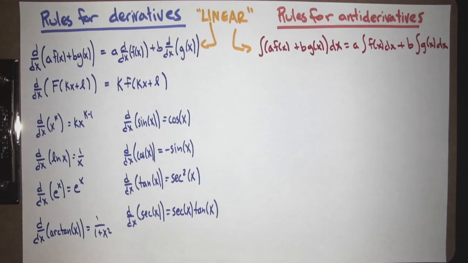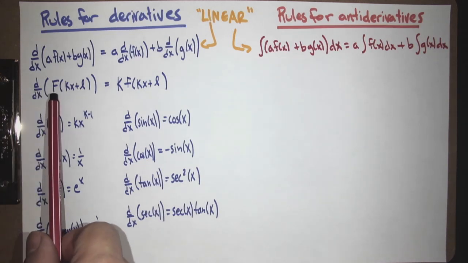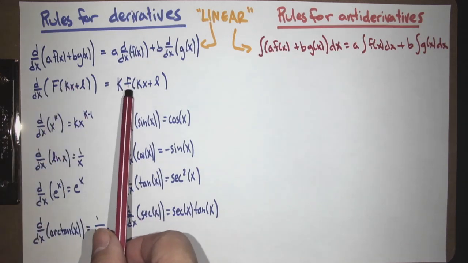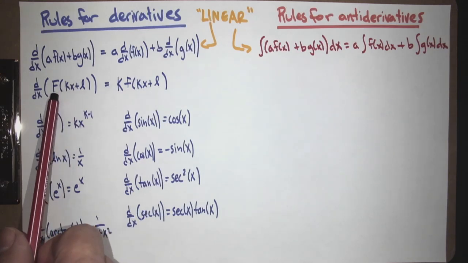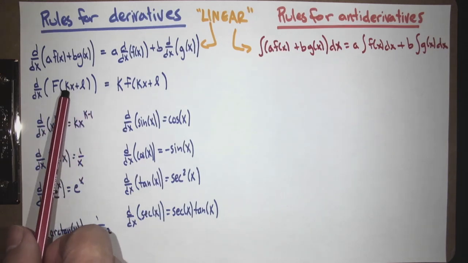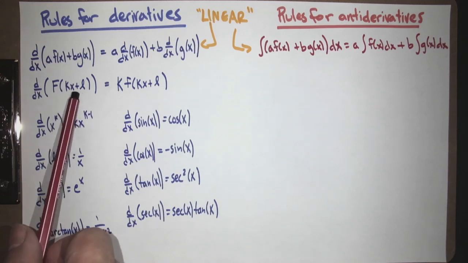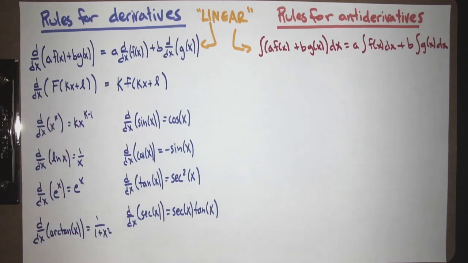Okay, so one other generic rule. It's a very special case of the chain rule. Here I'm thinking of capital F as being the antiderivative of little f, and I say, suppose I take the composition. So I have kx plus L as the function on the inside of this big F.